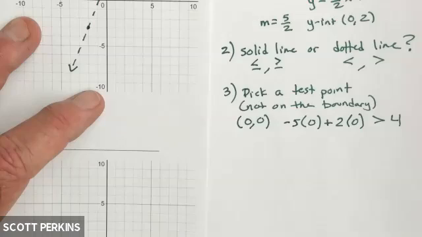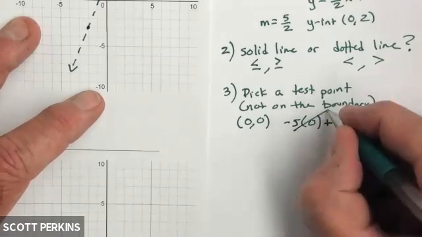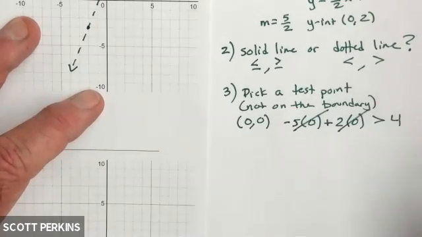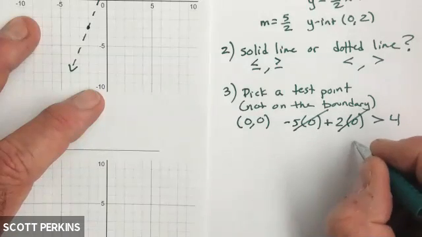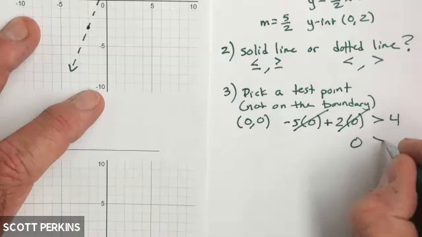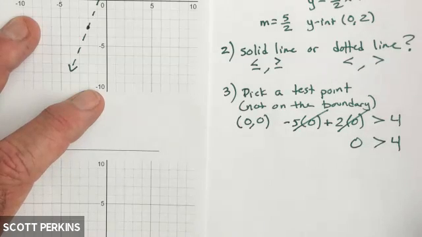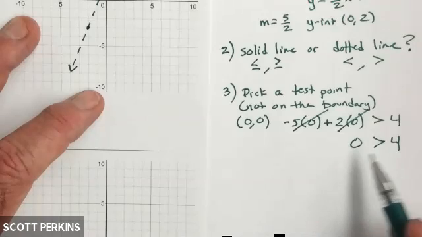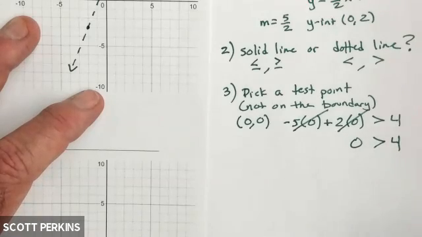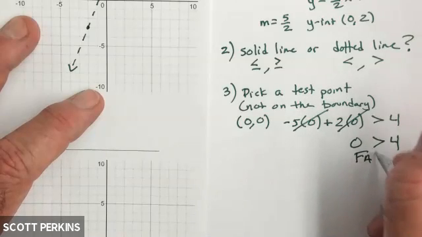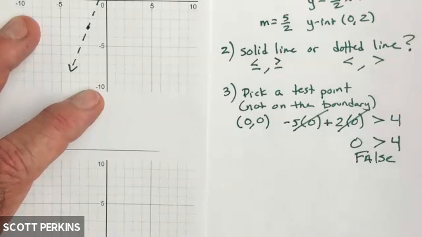Well, here's why I like plugging in 0. -5 times 0 is 0. 2 times 0 is 0. So all I have on the left of this is 0. Is 0 greater than 4? Is that a true statement or is that a false statement? Okay, that's false. And here's what this means to us.